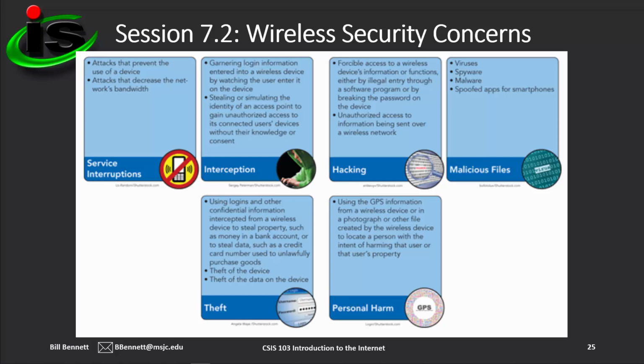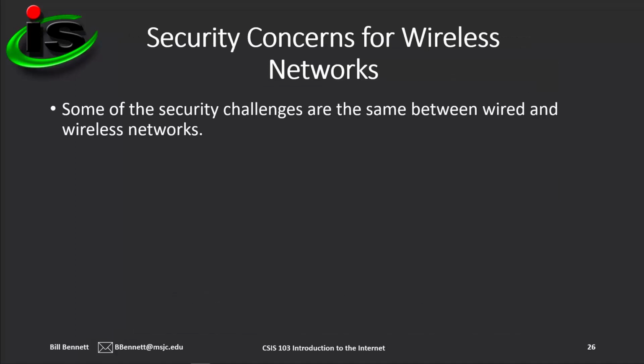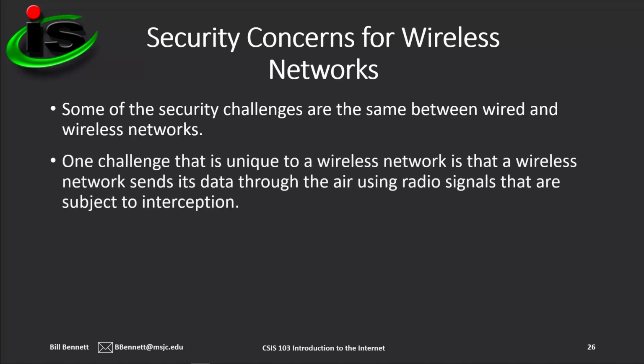Just like in the wired world of networking, ensuring the security of the data sent over a wireless network presents many challenges. Some of the security issues for wired and wireless networks are the same, but many of the challenges in protecting a wireless network are complicated by the fact that the wireless network sends its data through the air using radio signals that are vulnerable to interception.